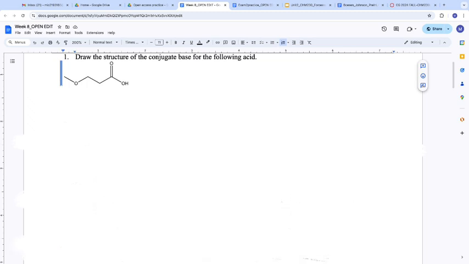Sometimes we don't. Okay? So if we now look at this structure, draw the conjugate base for the following acid. Okay? So we got a bunch of words here and we've got a structure. We don't have any reactions, we don't have any other information, so you have to be able to interpret what these words mean. What is an acid?